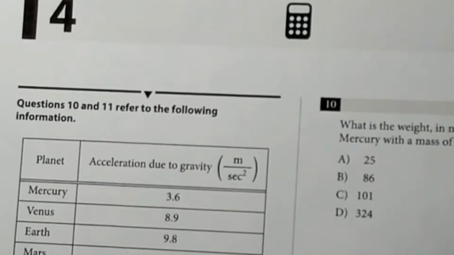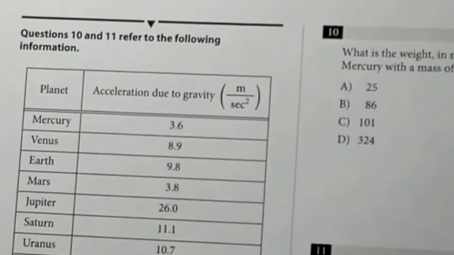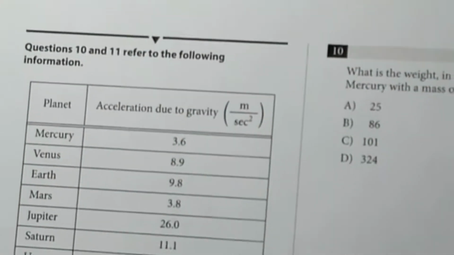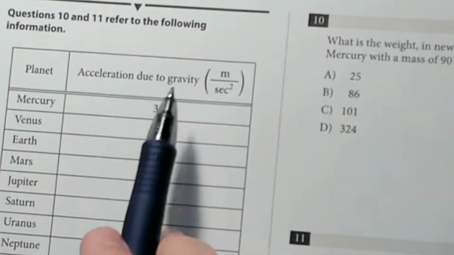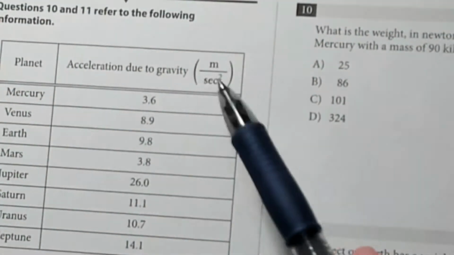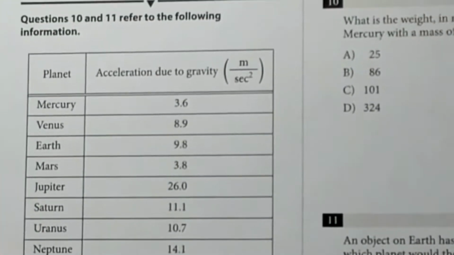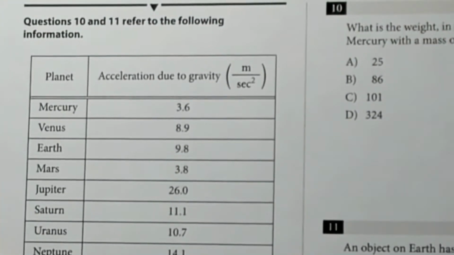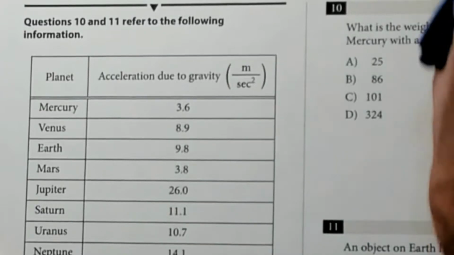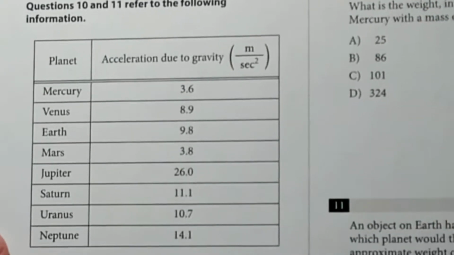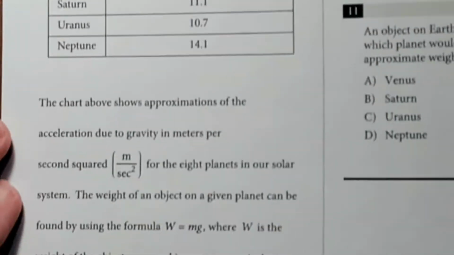Question number 10. Still section 4. Here we go. Gravity. Acceleration due to gravity. Mercury, Venus, Earth. Let's look at this. Okay, so I'll show you the problem first, in case you want to pause and do this yourself. So you got all these gravities.